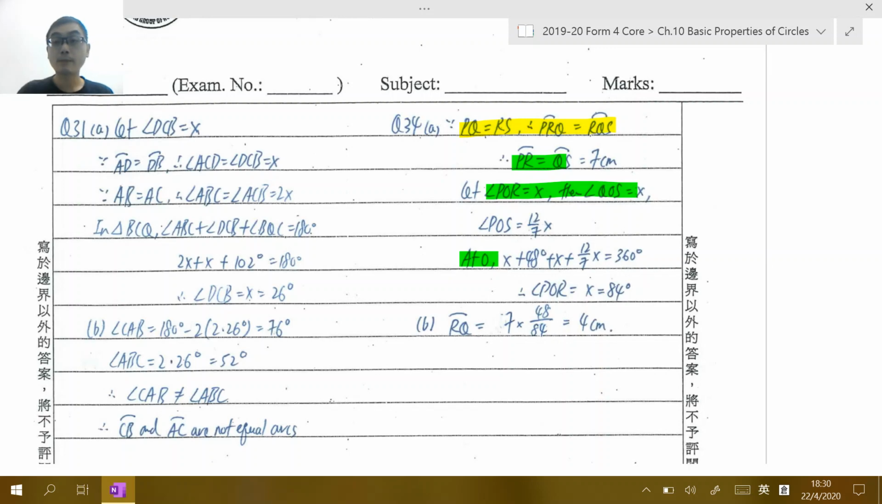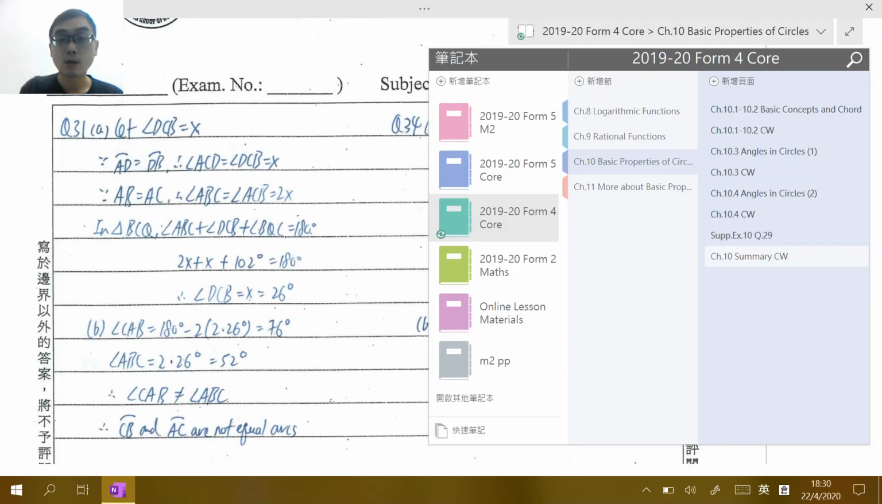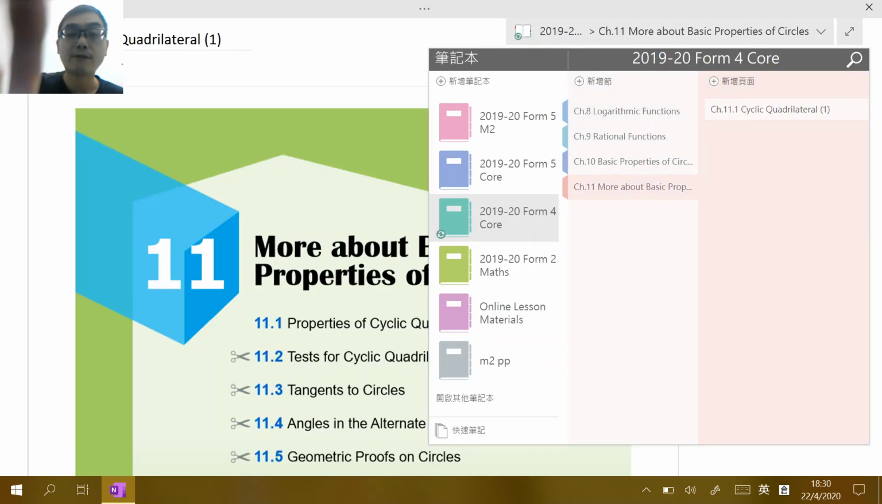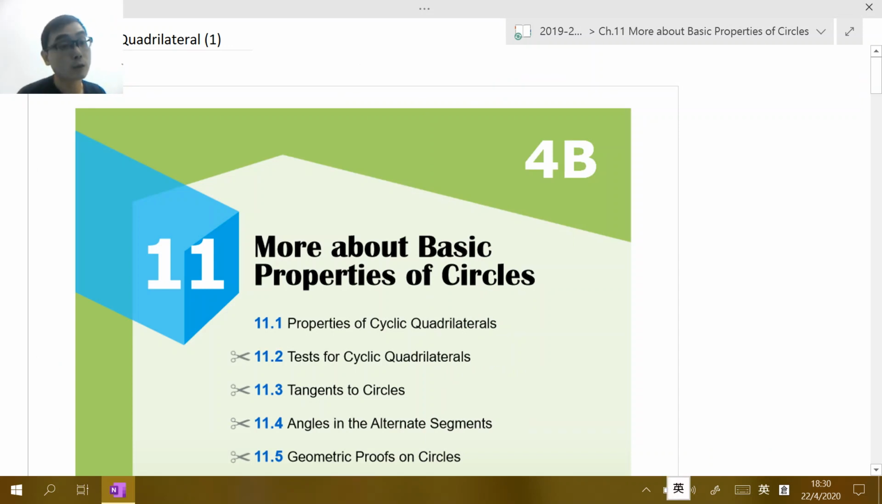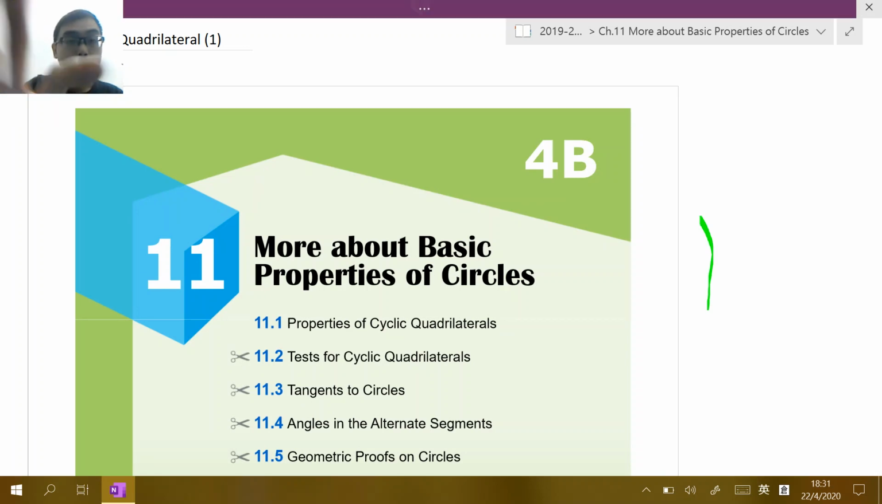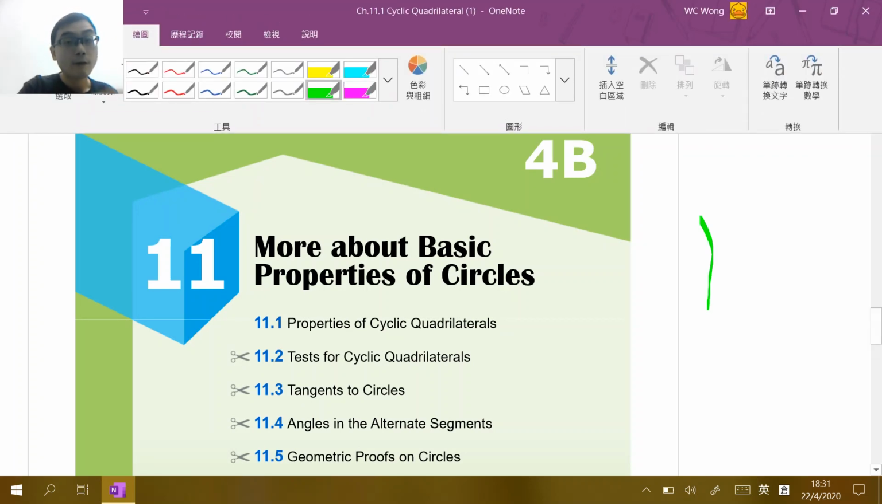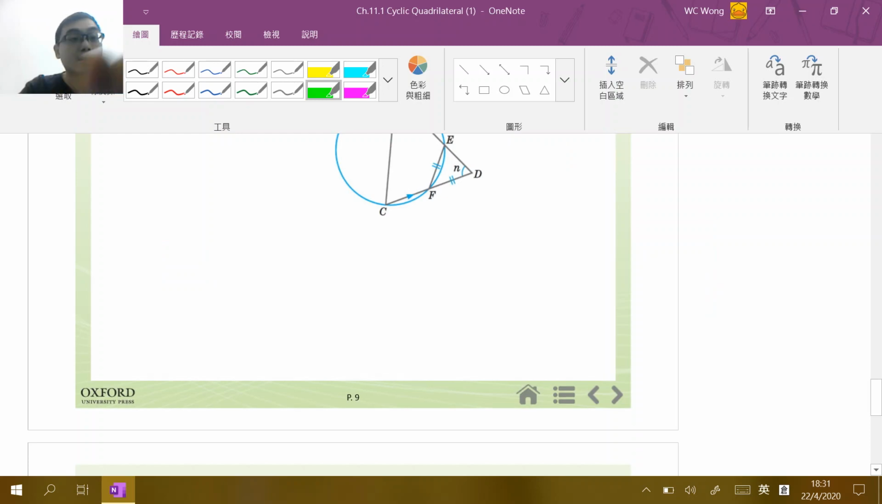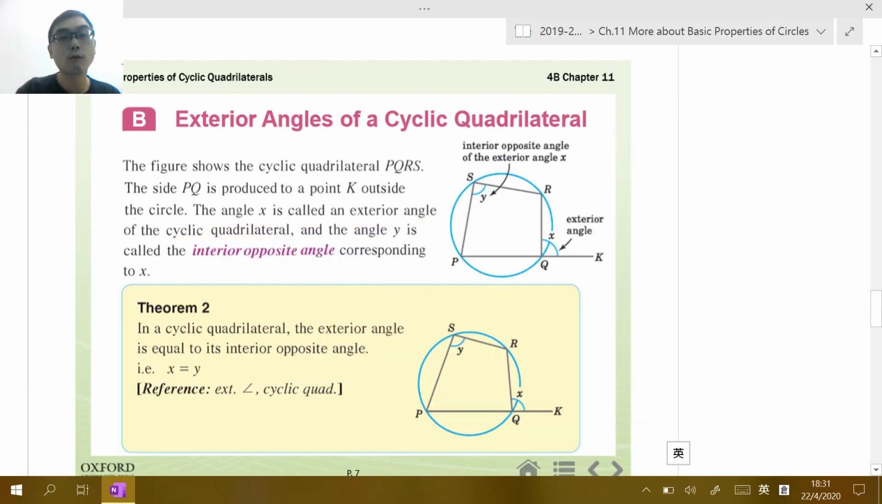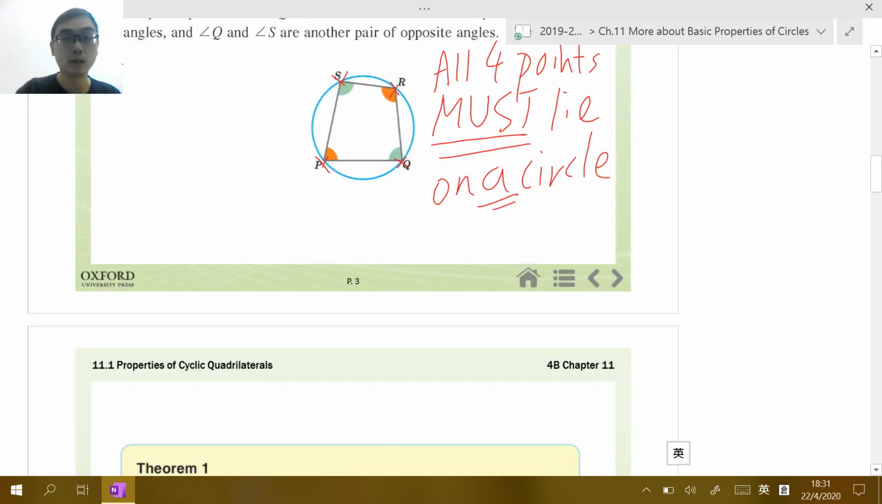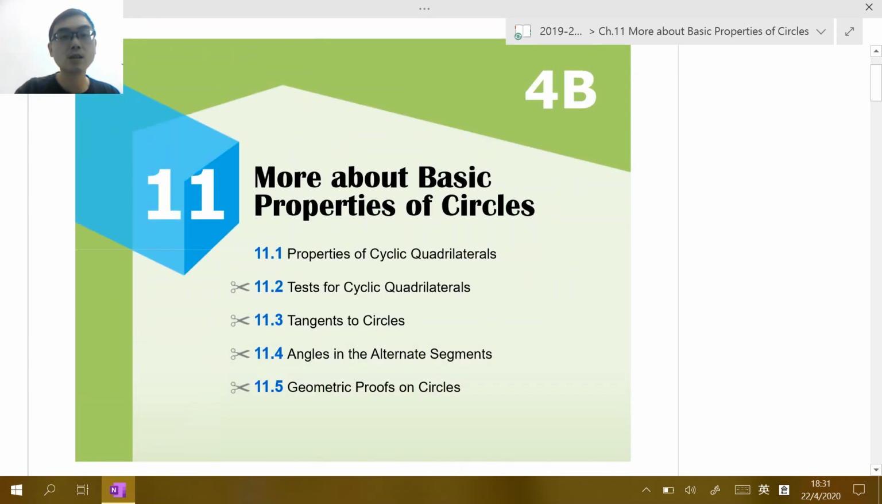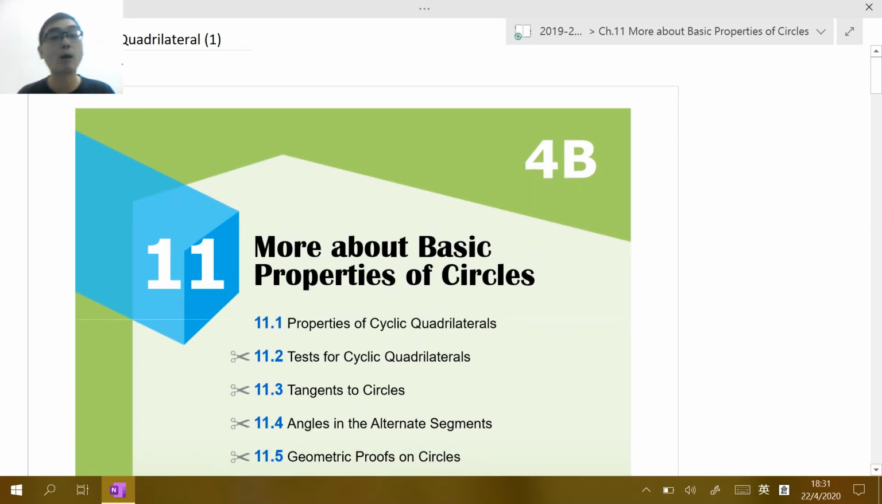So if you have no problem, then today I would like to give you a very easy concept first about chapter 11, which is called the Cyclic Quadrilateral. Mr. Yu told you chapter 11.1 and 2 together today. But in this clip, for easier understanding, I would just like to go through chapter 11.1 only. So this clip is actually quite important.